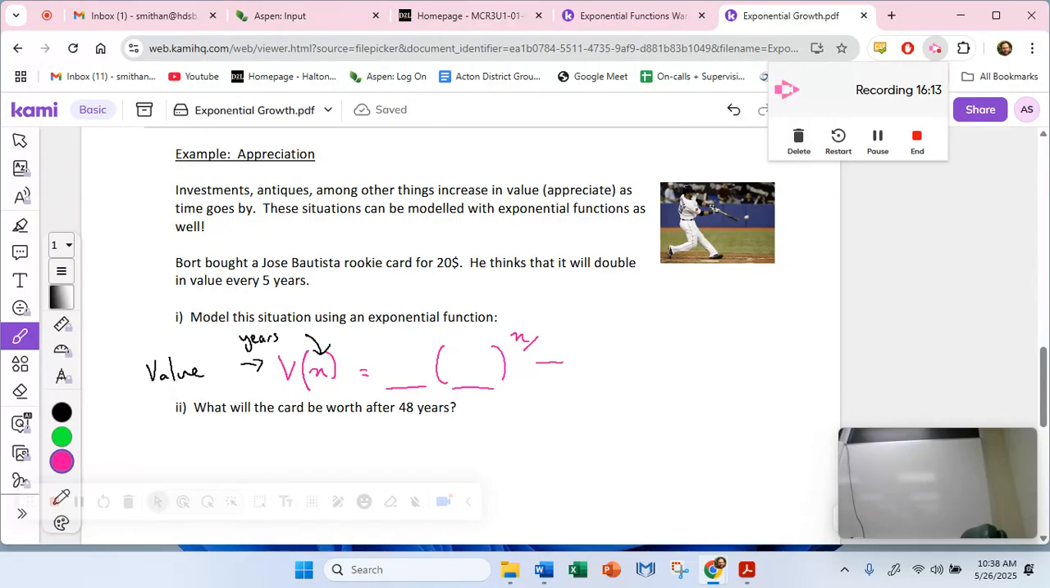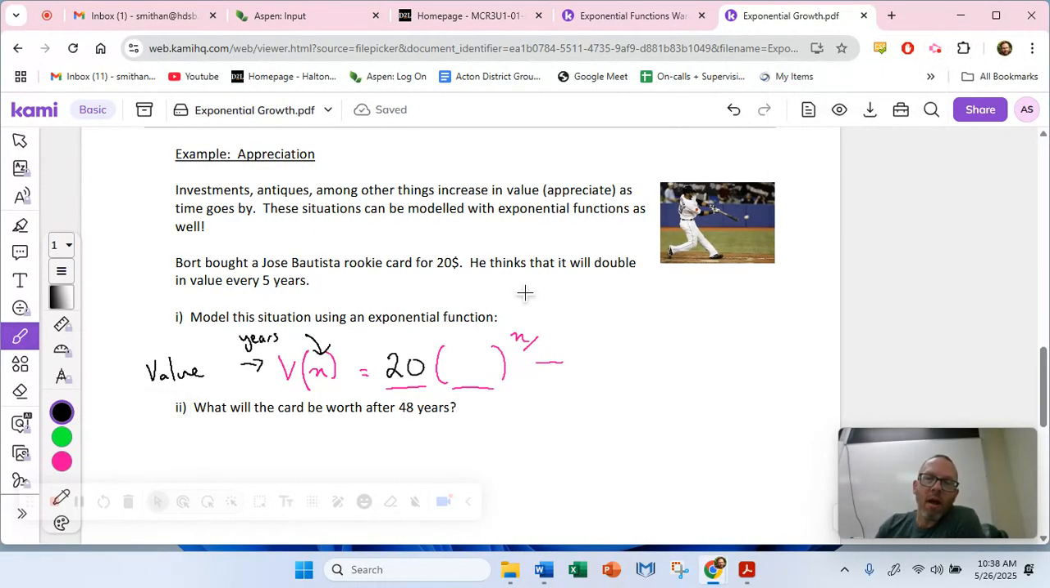My anticipation is that coming up with the equation here is not so bad for you. Its initial value is 20. Double means 2 every 5 years in the exponent. So your equation would look like this: 20 times 2 to the power of n over 5.